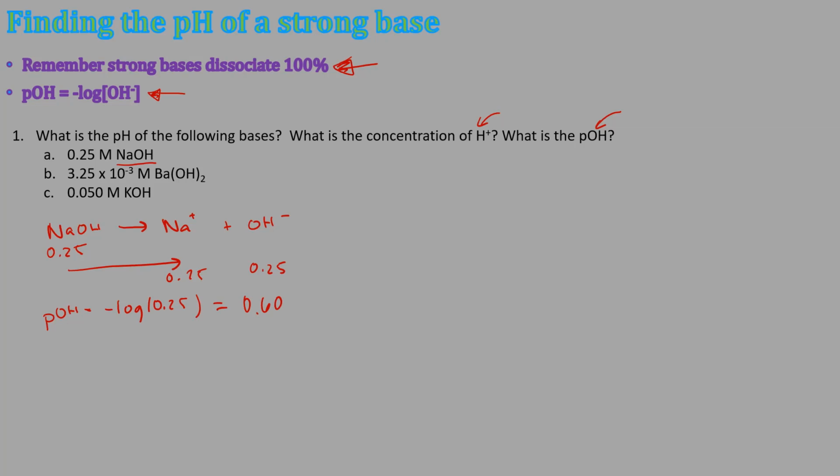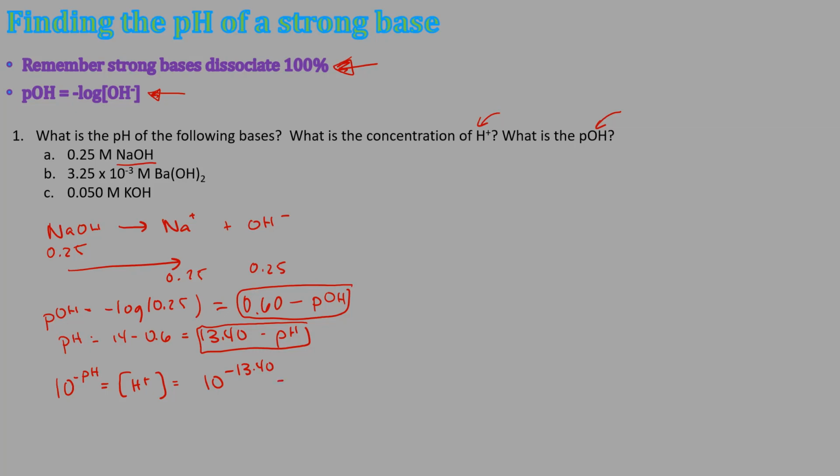Then to find the pH is pretty straightforward. It's going to be 14 minus 0.6, and so that's 13.40. So this is pOH, and this is pH. And then for the hydrogen concentration, it'll be 10 to the negative pH, so that's 10 to the negative 13.40. That value is equal to 4.0 times 10 to the negative 14th, and that's the hydrogen ion concentration.